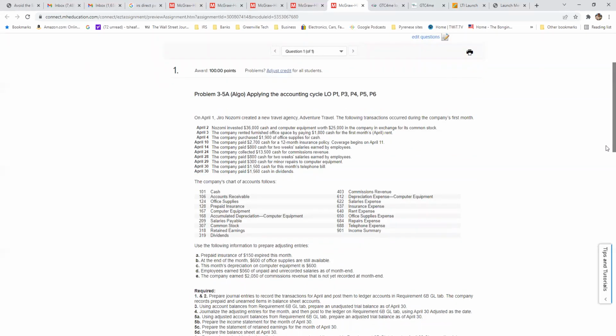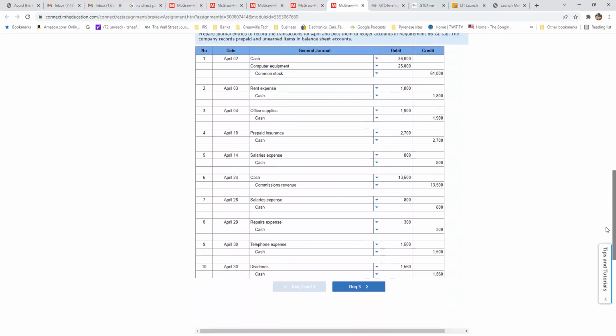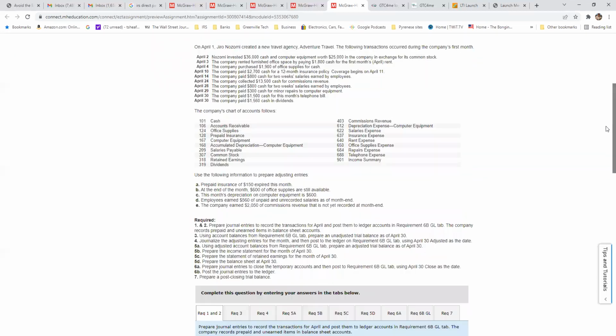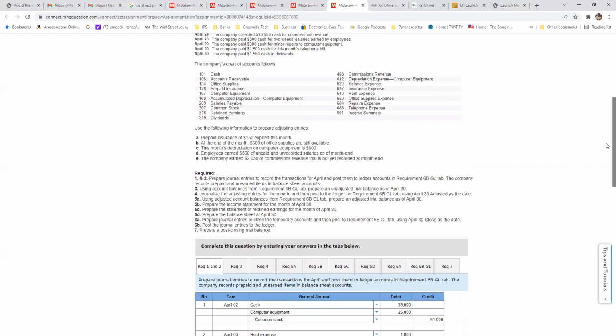Don't jump around, please, because half the questions, and I do encourage you to reach out to me if you have a problem, but half the questions I get, it's because they don't finish one section before moving on to the other. So do all your journal transactions first. Make sure that after you put them in, debits equal credits. Okay, so you don't have that issue going on. And then you can move on to requirement number 3.